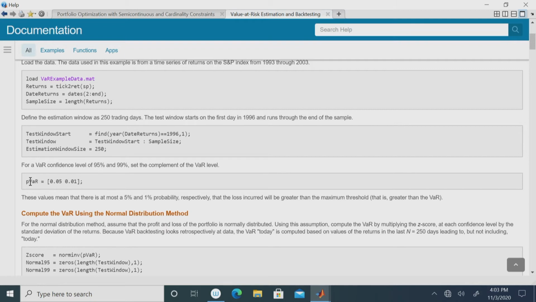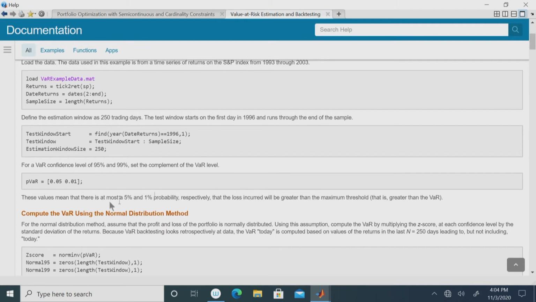Now, ahead of time we set the VaR confidence level to be 95% and 99%, and this is set by assigning the variable p var to be 0.05 and 0.01. So, p var within bracket 1 will pick up 0.05 and p var within bracket 2, which you will see later, is going to pick up 0.01. This means that we are only considering the scenario of 5% and 1% probability that the losses will be greater than the actual value of the VaR.